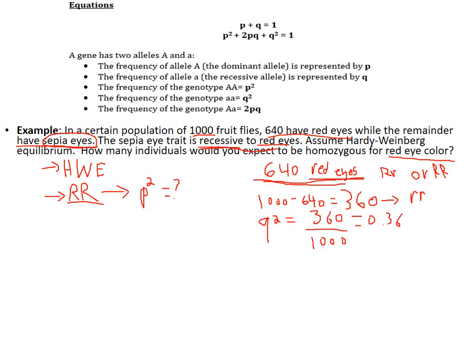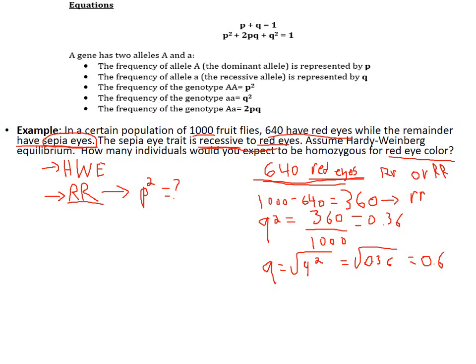Now that I have Q squared, I can find Q. Q is going to be the square root of Q squared, the opposite of squaring it, which is the square root of 0.36. Now, if you need a calculator to do this, I would recommend that you practice with the calculator that you're going to use during your test. It can't be your phone. You need to make sure you have a calculator you're comfortable with so you know how to do square root functions. So I would slow down and practice doing that. So now our Q is 0.6.